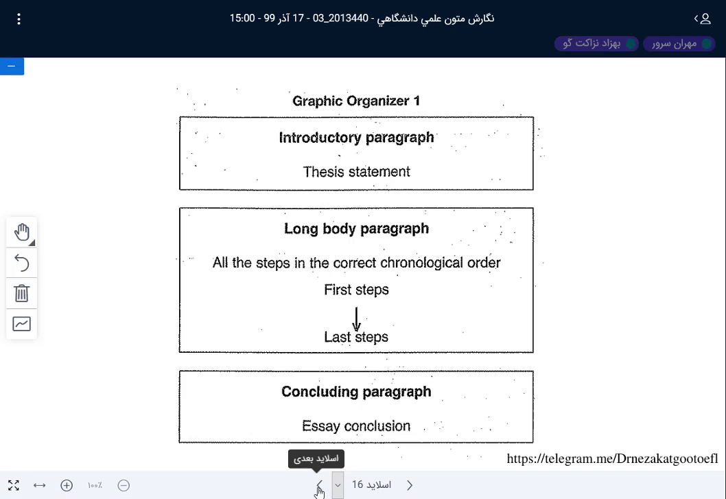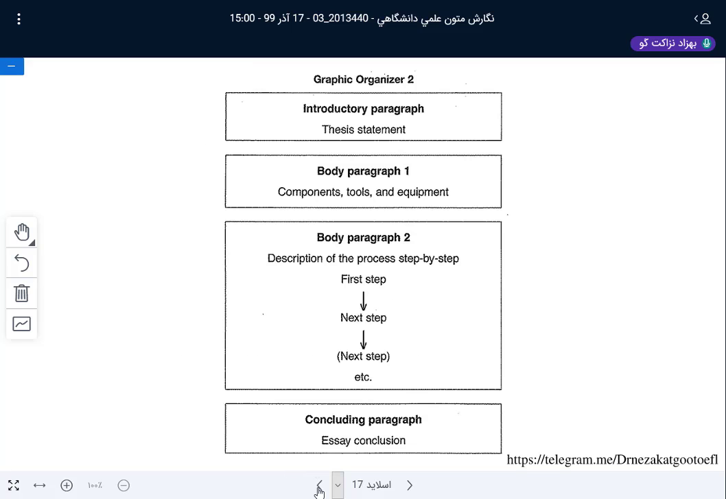Look at this one. In the first organizer, we have the introductory paragraph, and the last sentence in the introductory paragraph is a thesis statement. Then we have a long body paragraph, and all the steps in the correct chronological order come from the first step to the last step in this long body paragraph. Then we have the concluding paragraph, and this actually concludes the essay. This is one way to write a process analysis.